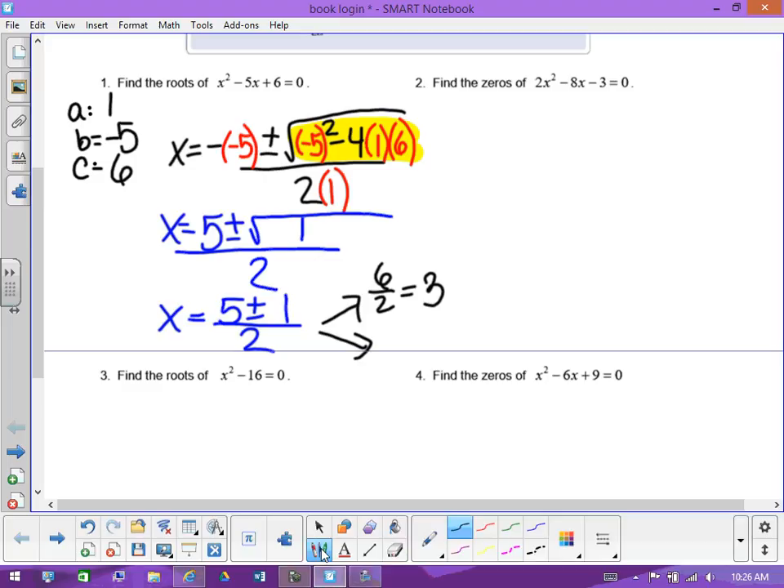So we got to do 2. 5 plus 1 is 6, divided by 2 is 3. 5 minus 1 is 4, divided by 2, which is 2. Okay. Same answers that we would get if we factored.